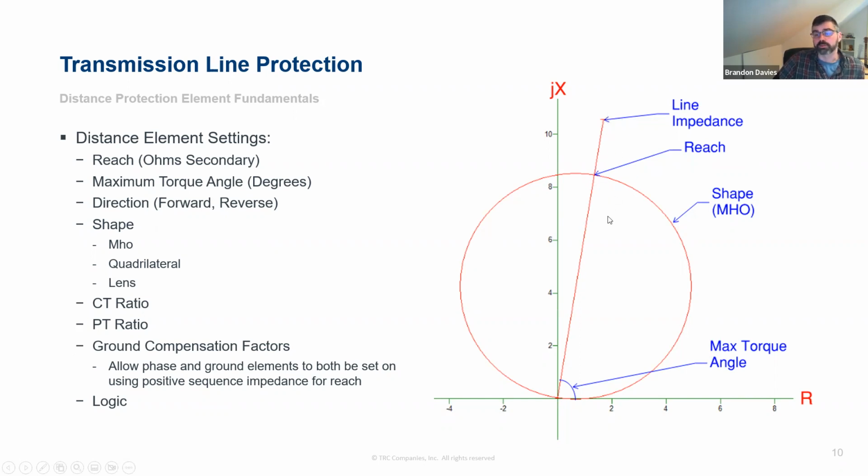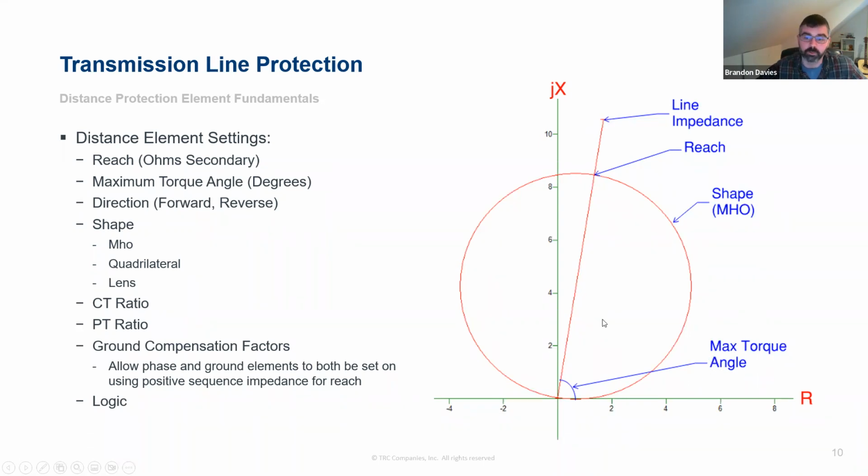Usually when we're plotting these on the RX plane, we're looking at this transmission line impedance. We're looking at the relay characteristic or reach. This is a mho-shaped characteristic. And we've got a max torque angle of the relay element that defines how this circle aligns with the impedance. If you set the max torque angle for the element the same as the line impedance, which is almost always what you would do, the line impedance will be across the diameter of the circle characteristic. But you could change it to something else.